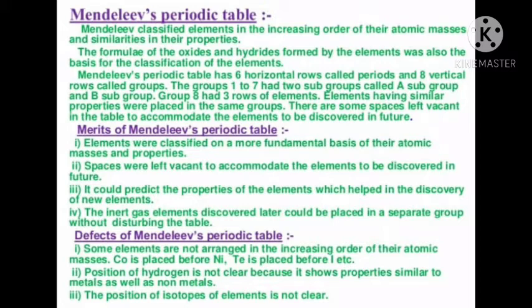Defects of Mendeleev's periodic table. Some elements are not arranged in the increasing order of their atomic masses. Co, cobalt, is placed before nickel, Ni. Tellurium is placed before iodine, etc. The position of hydrogen is not clear because it shows properties similar to metals as well as nonmetals. The position of isotopes of elements is not clear.